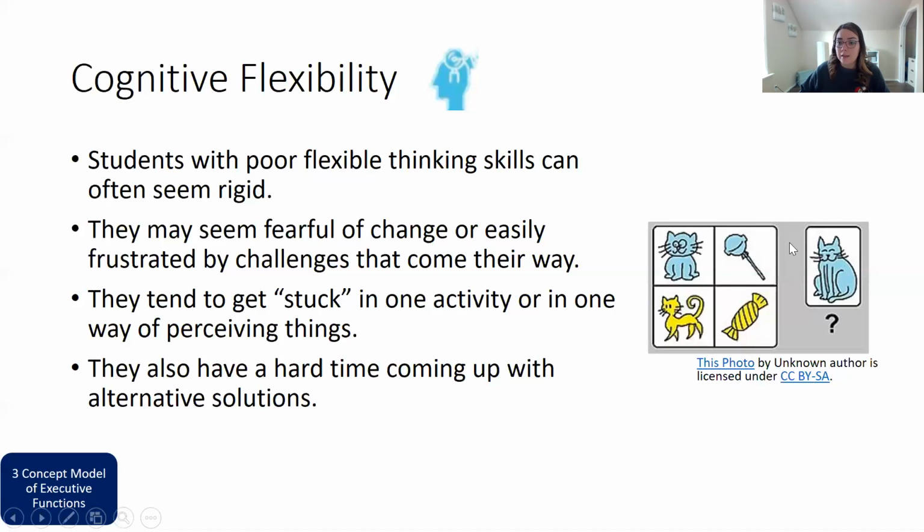So you see the cat here, you can tell it's a blue cat. A student that struggles with cognitive flexibility might think that this other blue cat's the only one that would make sense, that that's the only one that would match. However, you can see that this would match. The blue lollipop might match because it's blue. The yellow cat might match because it's the cat. There are other ways of finding those solutions.